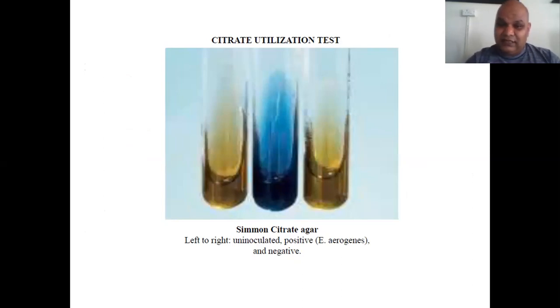From this, you can see these first and the third test tubes. They are yellow in color, while the middle test tube is blue in color. So the blue color indicates the presence of definitely these microorganisms, while the first and the third test tubes do not show any specific coloration. So that's why they are negative.